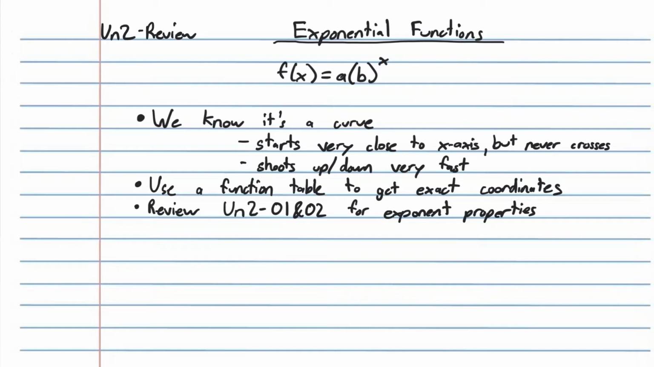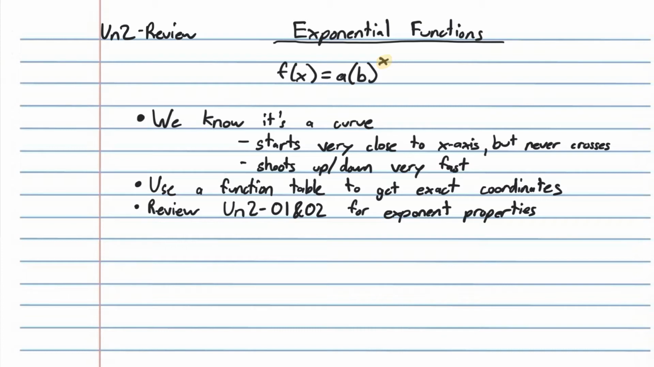So we're talking about exponential functions. We know the general structure is f of x equals a times b to the power of x. And the key thing here is making sure you realize that the variable is in the exponent position. That's the key difference here. That's the new part. Okay.